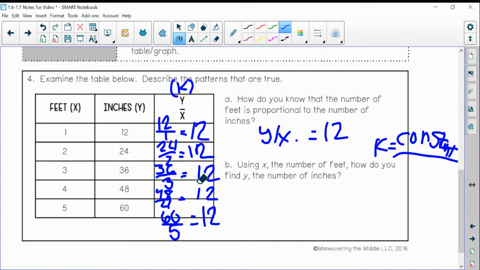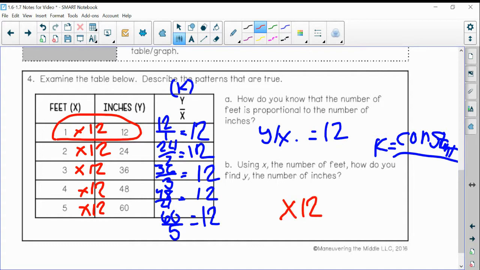So using x, the number of feet, how do you find y, the number of inches? Well, how do I get from 1 to 12? Times 12. How do I get from 2 to 24? Times 12. If I want to get from feet to inches, we're going to multiply by 12. So, to go from x to y, you would multiply by that constant of proportionality.